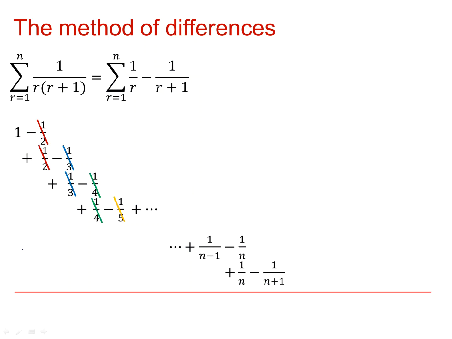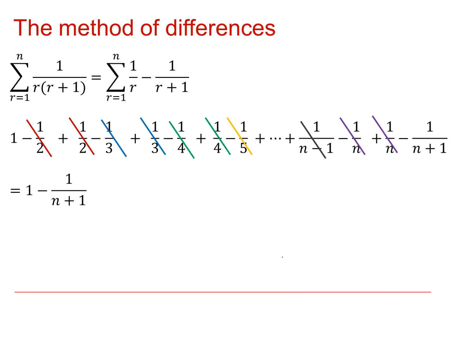There'll be a plus a fifth underneath that minus a fifth. And as we reach the bottom, there'll be a 1 over n minus 1 above that 1 over n minus 1. And then minus 1 over n cancels with 1 over n. And we're just left with the 1 at the beginning and the minus 1 over n plus 1 at the end. All of the other terms have cancelled out. Here we go. That whole long sequence just reduced to 2 terms. That's what I meant about it being really neat. 1 is n plus 1 over n plus 1, so that just gives me n over n plus 1.